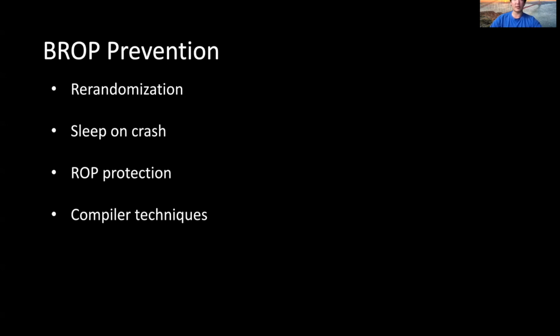Meanwhile, if you put a 30 seconds delay and assume a BROP attack can complete in 1,000 requests, this will delay the attack by roughly 8 hours. ROP protections like control flow integrity could prevent ROP in general by enforcing the control flow graph. Lastly, modern compilers insert runtime bound checks on buffers, which could also prevent bugs.